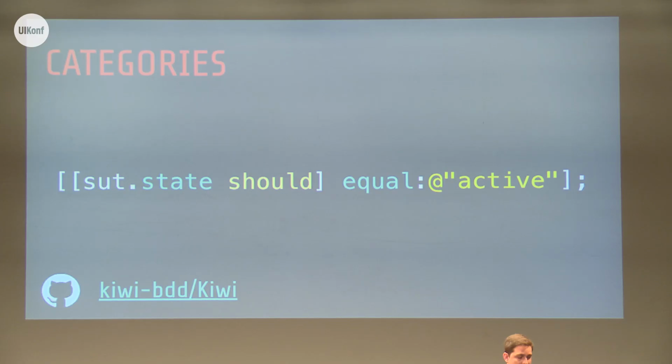What else? Categories. Oh, categories. Really powerful. You can add methods to any class. This is, again, Kiwi. It adds the method should to NSObject. It doesn't actually add should; it's a longer method. That's a macro. But effectively, you could say that. So now you can call should on any object that you have.